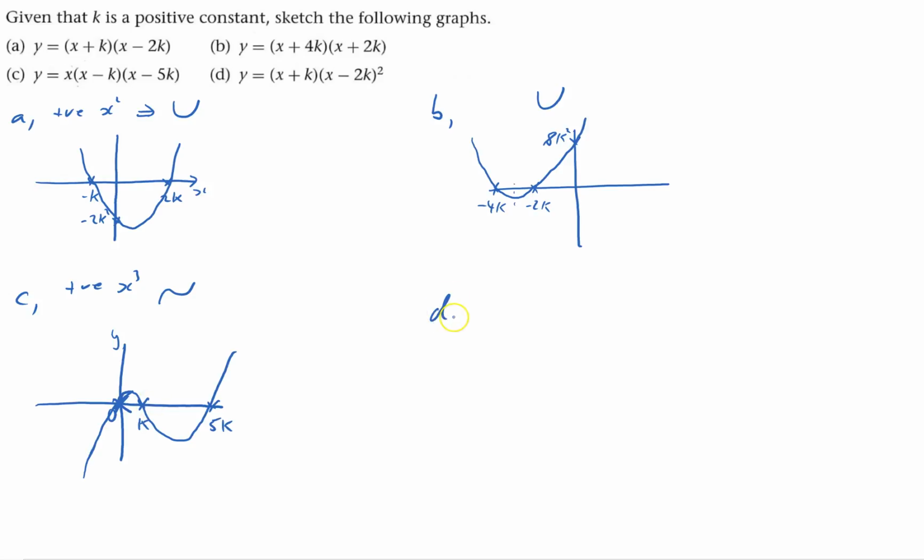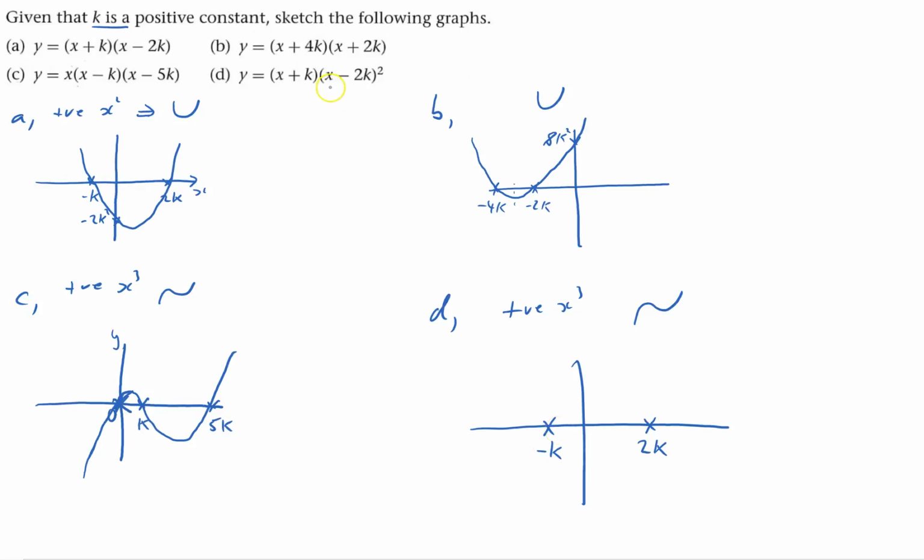And finally, D, x, and that's why it's squared, so that's an x squared, that's x, so this is also a positive x cubed, and therefore it also does like so. Draw the axes. Okay, probably best to put some working down, but I'm talking it through. So if x is negative k, then that is 0, and if x is 2k, that will be 0. So negative k and 2k, and this is because k is a positive constant. That's why I know that negative k is here.